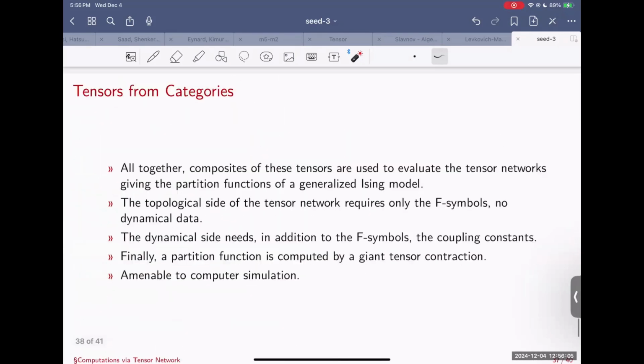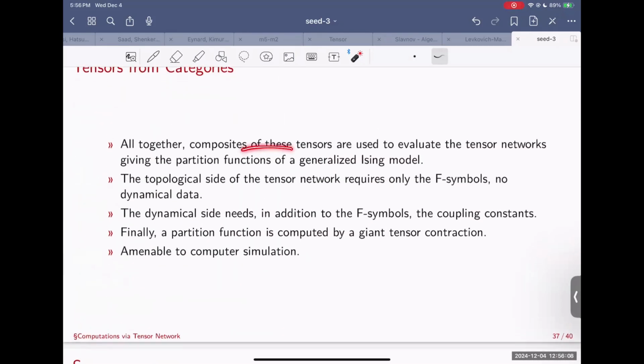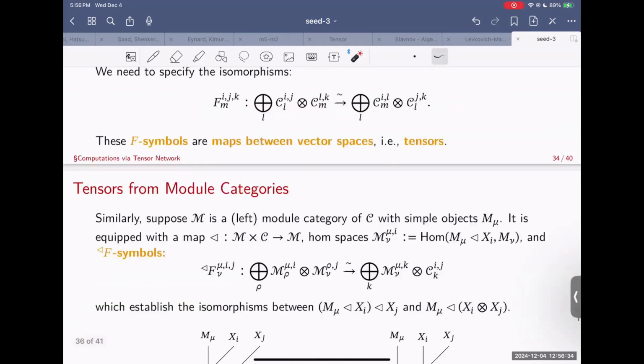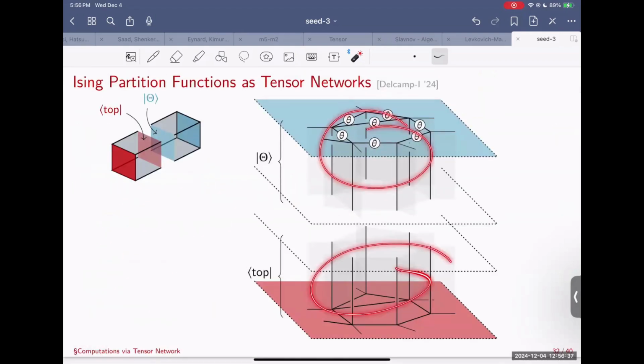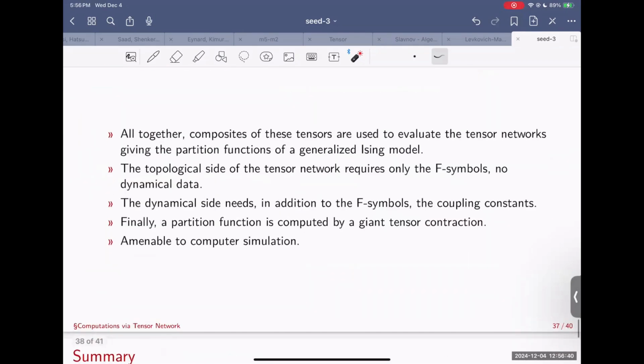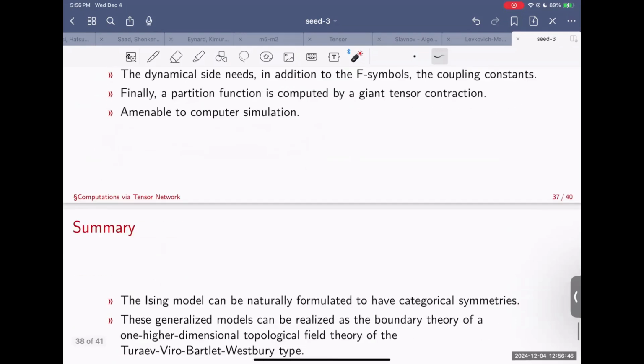To summarize, composites of these tensors are used to evaluate the tensor network, giving the partition function of the Ising models. On the topological side, we only need the F symbols to construct the tensors. Whereas on the dynamical side, we need the F symbols, but we also need the data of the Boltzmann weights. Of course, I have not specified how to use the Boltzmann weights, but there is a way. And then finally, the partition function is computed by the tensor contraction of the 2 tensors that we created from the upper and the lower half of this big network, from here and here. And since this is just a matter of matrix multiplication, we can simulate these things on computers.